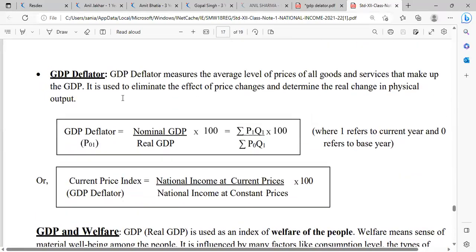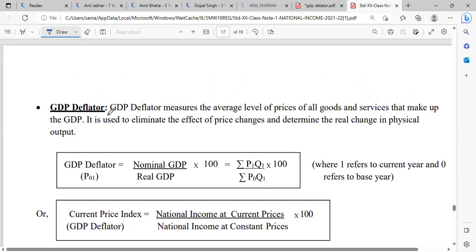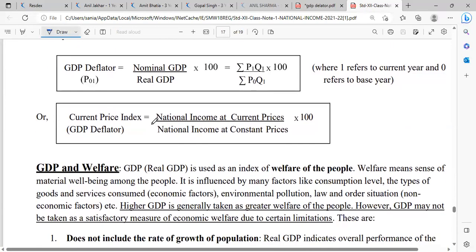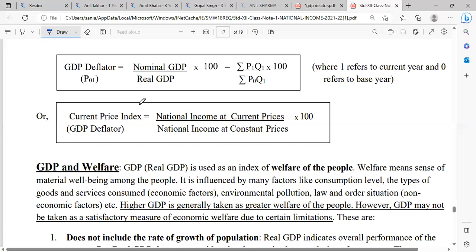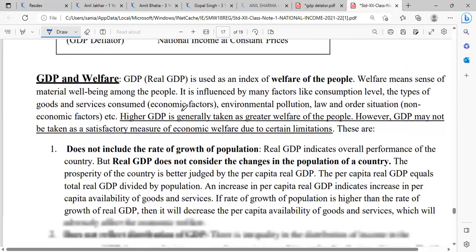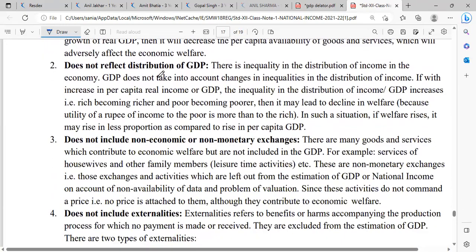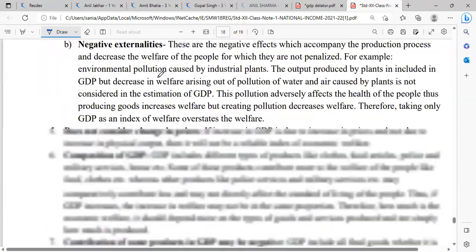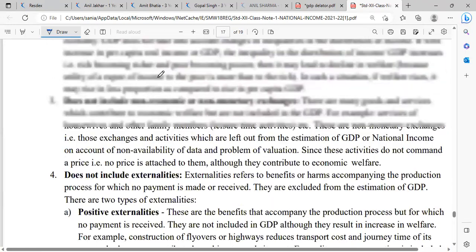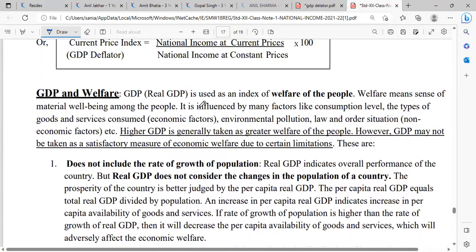Okay. Now this is what we did on GDP deflator in the previous class as well, right? So GDP deflator or the current price index, they are the same thing. This you already know. Now over here, GDP and welfare. How will you know with the help of GDP whether welfare is going on or not? So let's do it. First of all, real GDP is used as an index of welfare of people. With the help of GDP, you get to know whether the welfare of people is taking place or not. Welfare means sense of material well-being among the people.